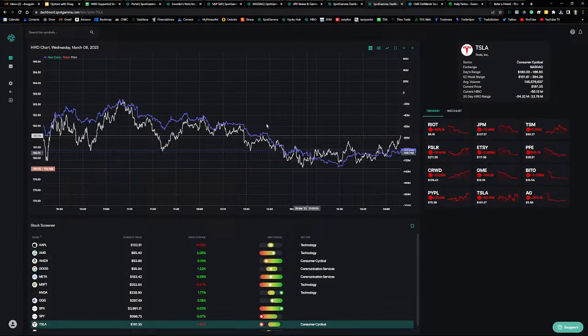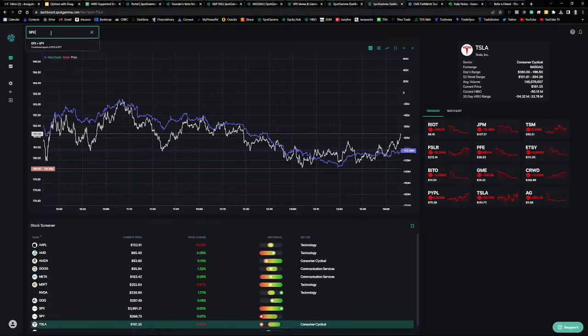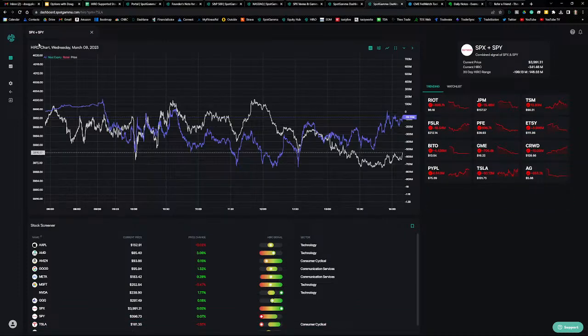And let's go back and take a look at this. This is the S&P 500. So this is a combined signal of SPX plus SPY, calls and puts, transactions. If you trade the ES especially, or even if you trade SPY or SPX options, this is typically what you want to look at. This is the combined signal of SPX and SPY, and this is what is driving the S&P 500.